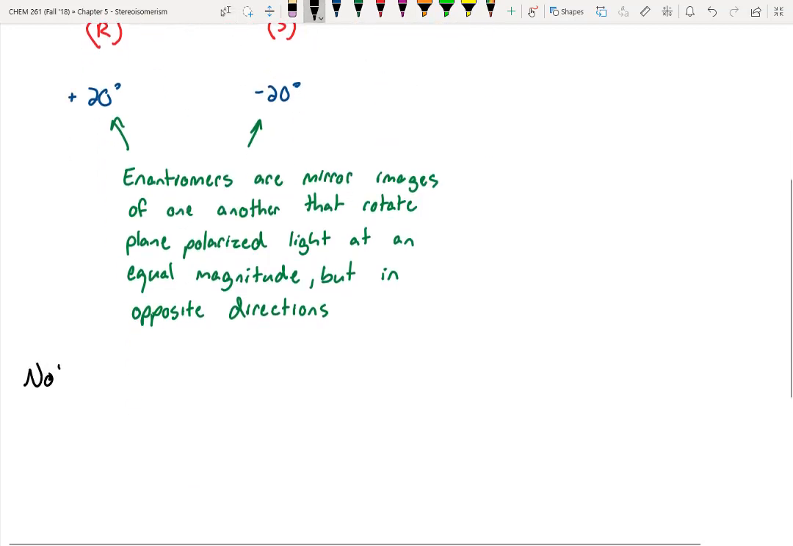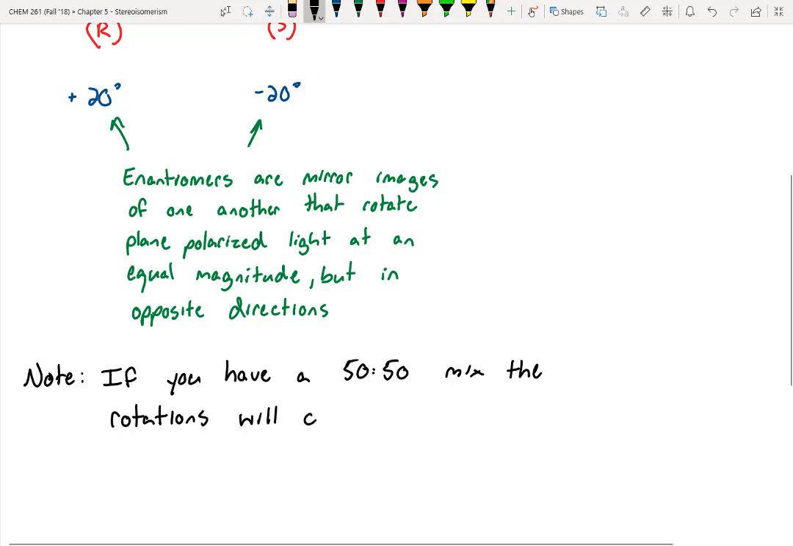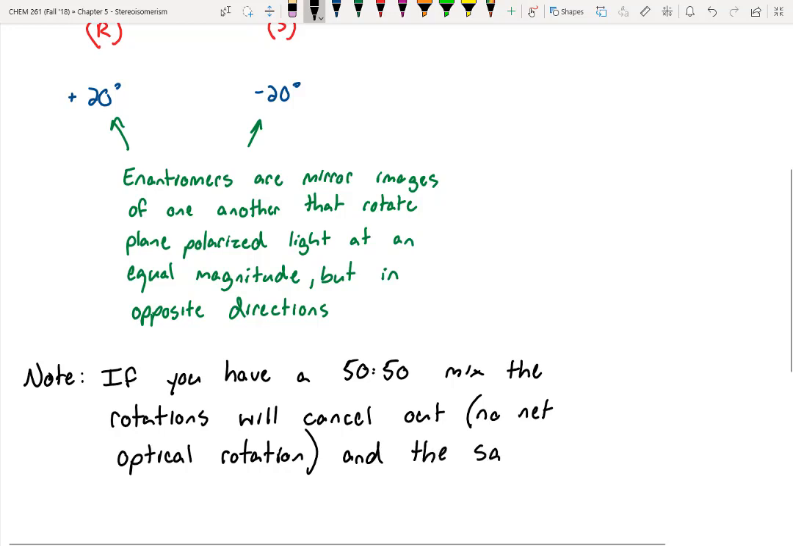So note, if you have a 50-50 mixture, the rotation will cancel out, meaning no net optical rotation. And the sample is racemic.